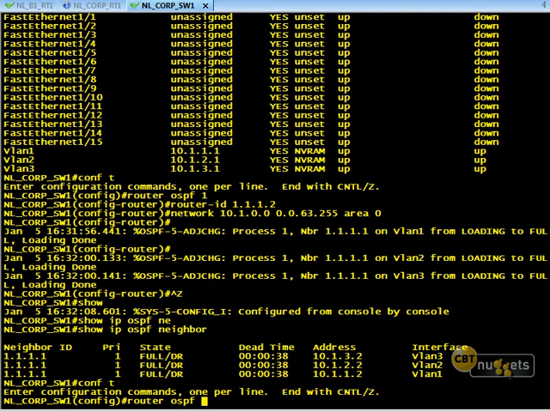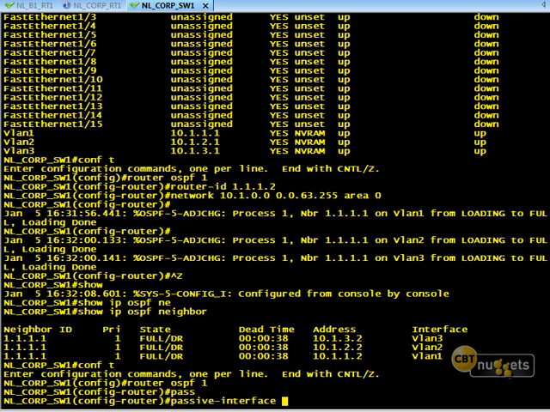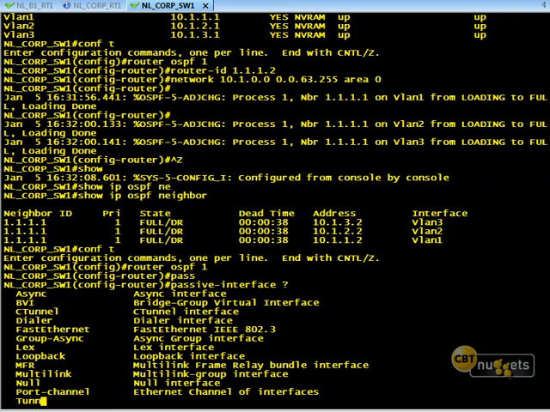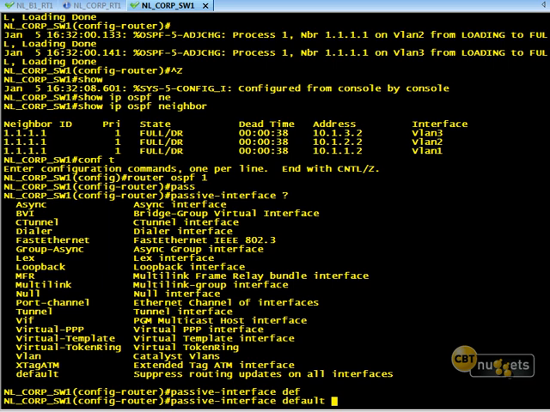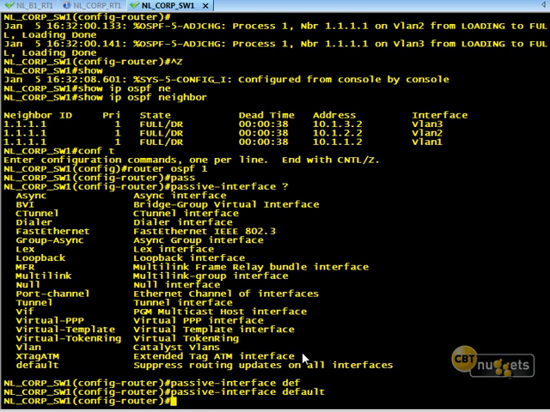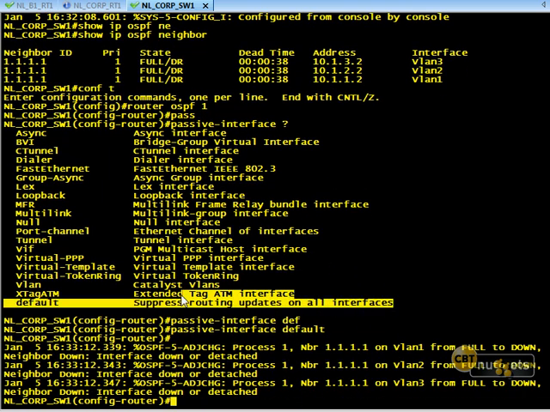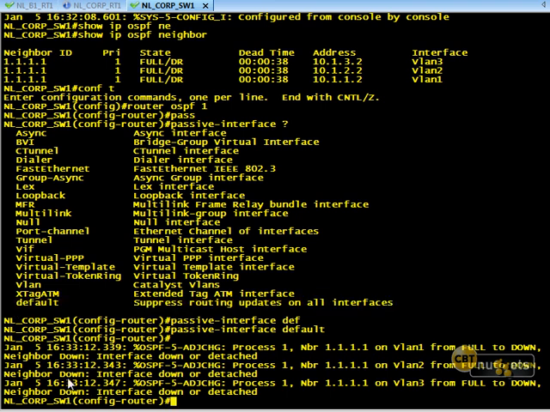router OSPF 1, passive interface, and you notice you can either type in an interface, which ones do you want to make passive. I could say I want to turn off this interface, I want to turn off this interface, with the exception of VLAN 1, but the better way is actually to do a passive interface default, which you can see right there in the description. It says turns off all interfaces, and as soon as you see that, it's like neighbor down, neighbor down. We just lost all our neighbors because we're not sending that.